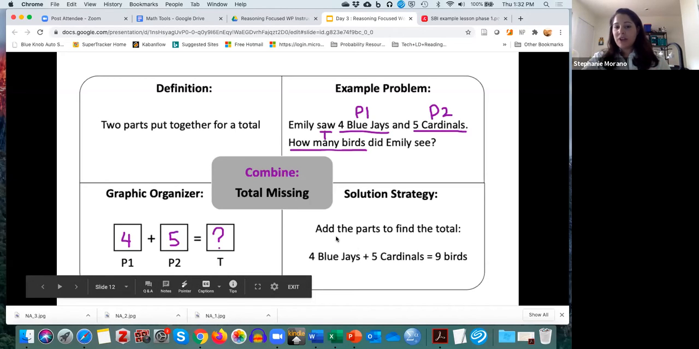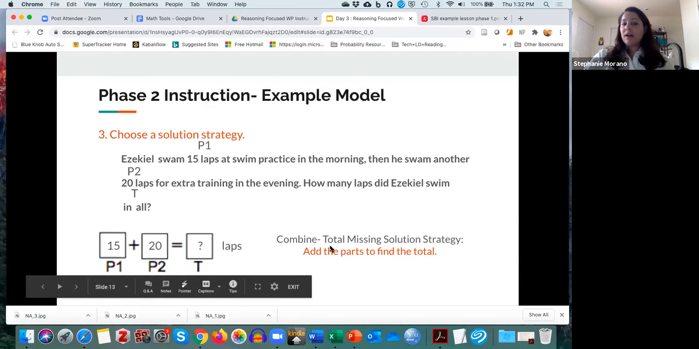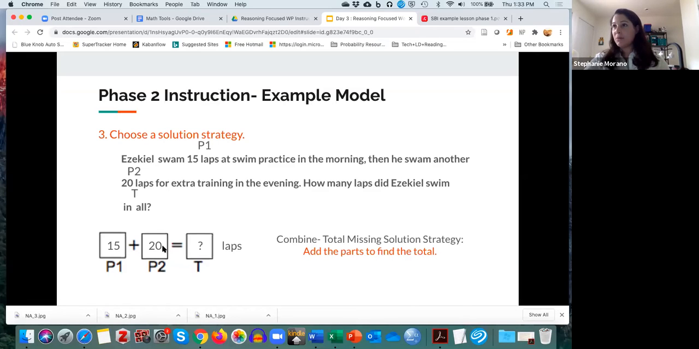In this case, our solution strategy is just to add the parts to find the total. Again, for the additive schemas, some of the strategies are a little bit more complex. Some are simpler. But really, what you ultimately decide to teach your students to use is up to you. So in this case, again, our solution strategy is to add the parts to find the total. So what we're doing here, again, revisiting this problem about Ezekiel, is just adding 15 plus 20. And again, you can teach students to add the parts however you want to.